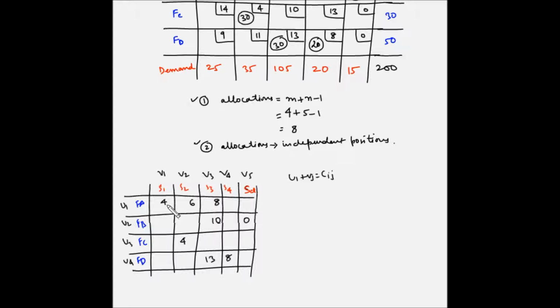So for the first square, u1 plus v1 is 4. For the second square, u1 plus v2 is 6. For the third square, u1 plus v3 is 8. For the fourth one, u2 plus v3 is 10. For the fifth, u2 plus v5 is 0.